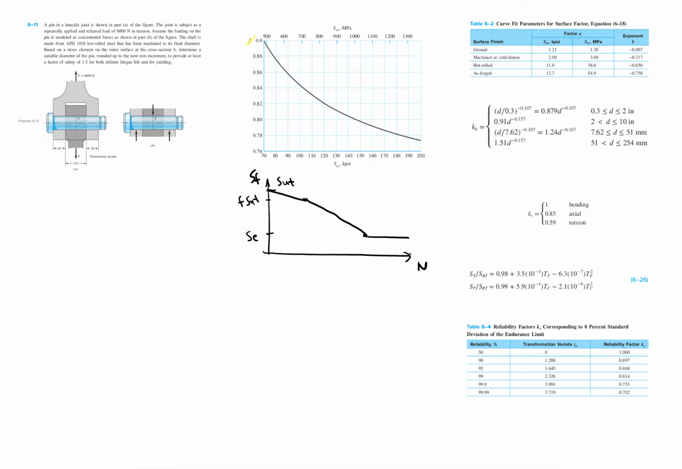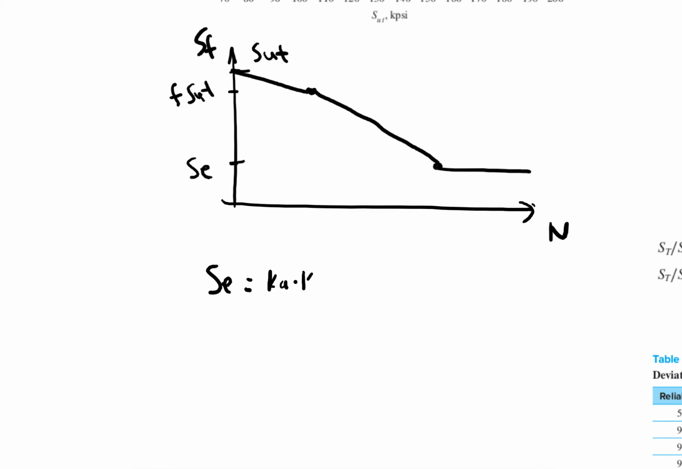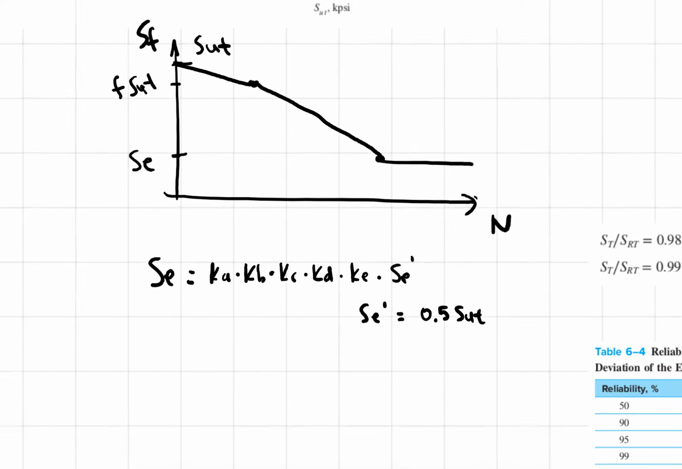Okay, and so what I have here is the S-N diagram so that I can calculate this first point. And Se is going to be the result of multiplying all of the Marin coefficients. So Ka times Kb times Kc times Kd times Ke times the endurance limit for that idealized case, which is just half of the ultimate strength, as long as the ultimate strength is below 200 kpsi or 1400 megapascals. Okay, we're going to use all of that. So let's read the problem first.